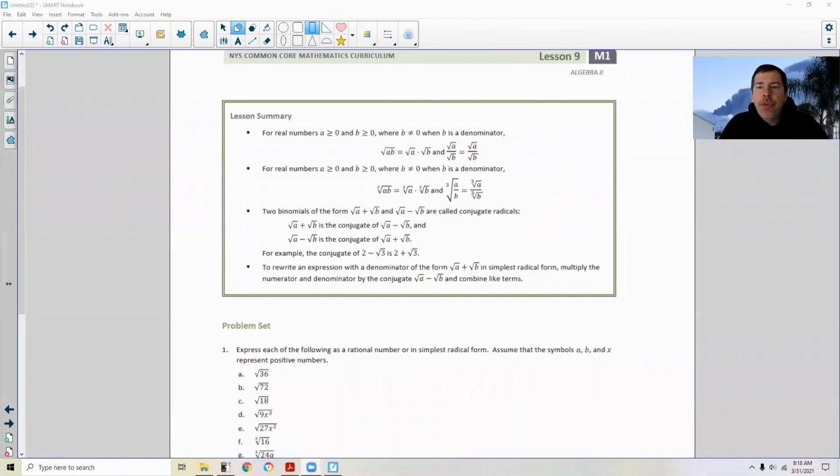Okay, page 4 brings us to the end of lesson 9. Review the lesson summary and go to your problem set.